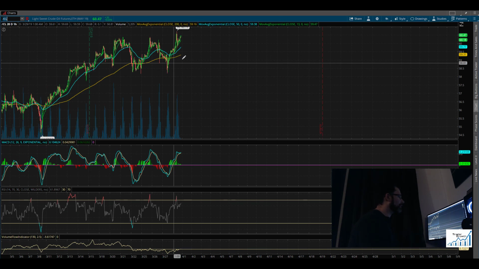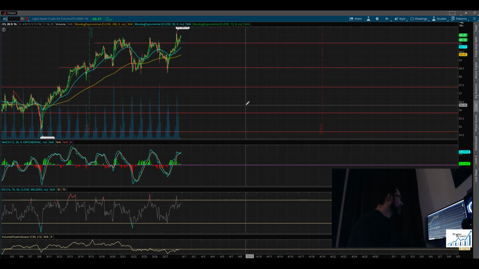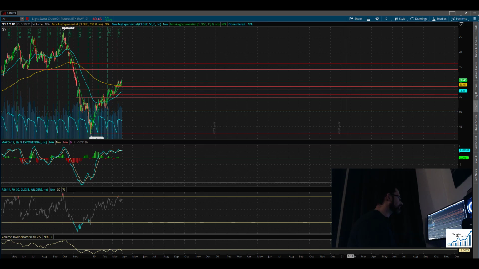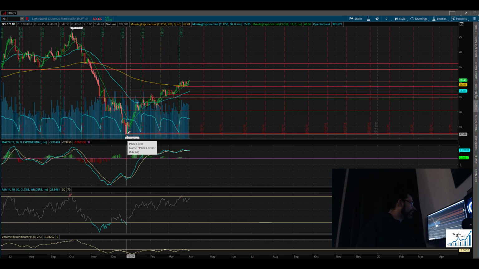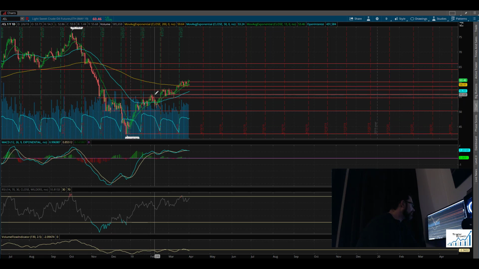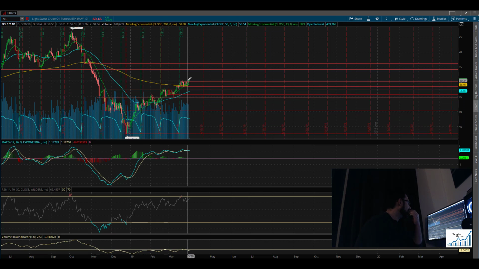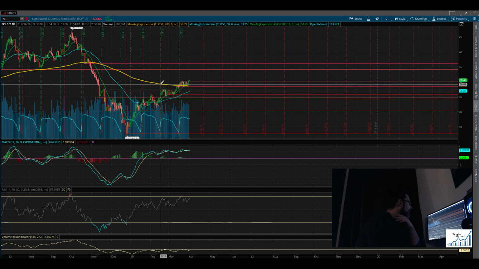CL is what I trade when I'm trading oil, which is light sweet crude, West Texas. We'll come out to the daily chart. We're well off of our highs from October. We've pulled all the way back down. December, we had an incredible low in the mid 40s. And since then, we've been on a steady recovery in price.